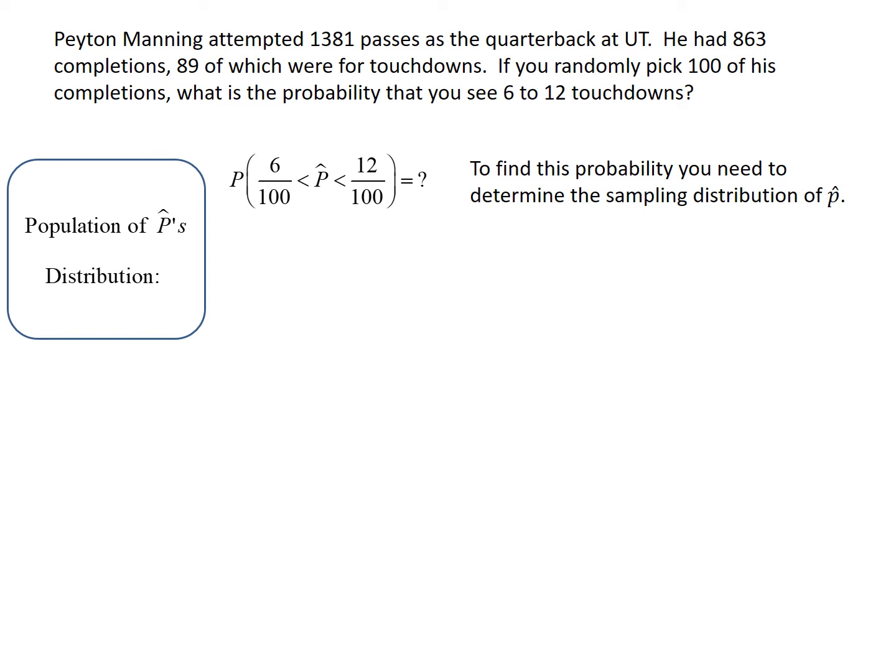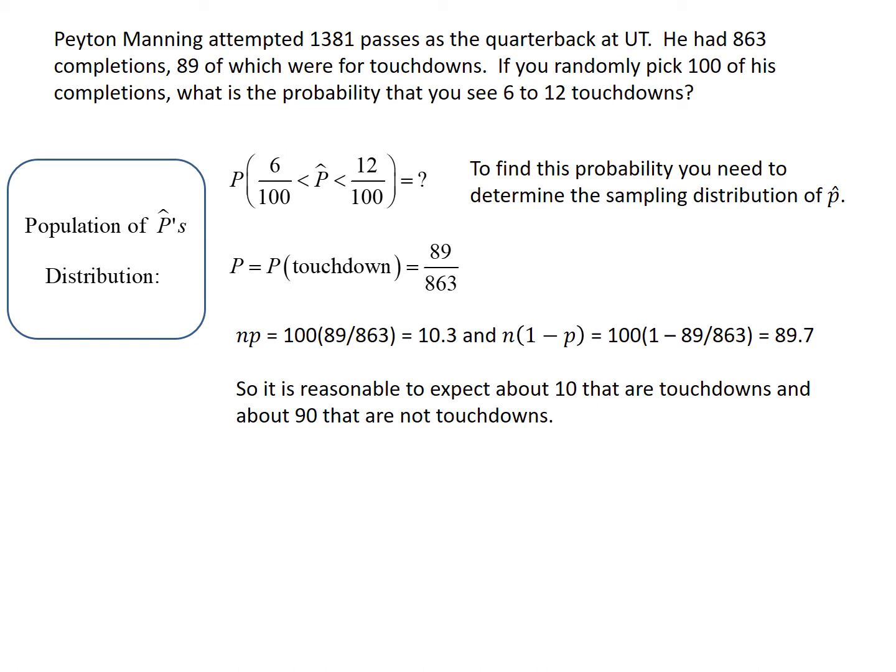We need to check the distribution of p hat, which means we have to know if it's reasonable to expect to have at least 5 touchdowns out of the 100 attempts, and at least 5 that are not touchdowns. So we do n times p, and again, p is the probability that a completion is a touchdown. There are 863 completions to choose from. 89 of those are touchdowns. N is 100. Multiply that by that probability. We get about 10.3. And I can either do the multiplication or I can subtract 10.3 from 100 and get 89.7. So we expect to have about 10 touchdowns and about 90 that are not touchdowns.